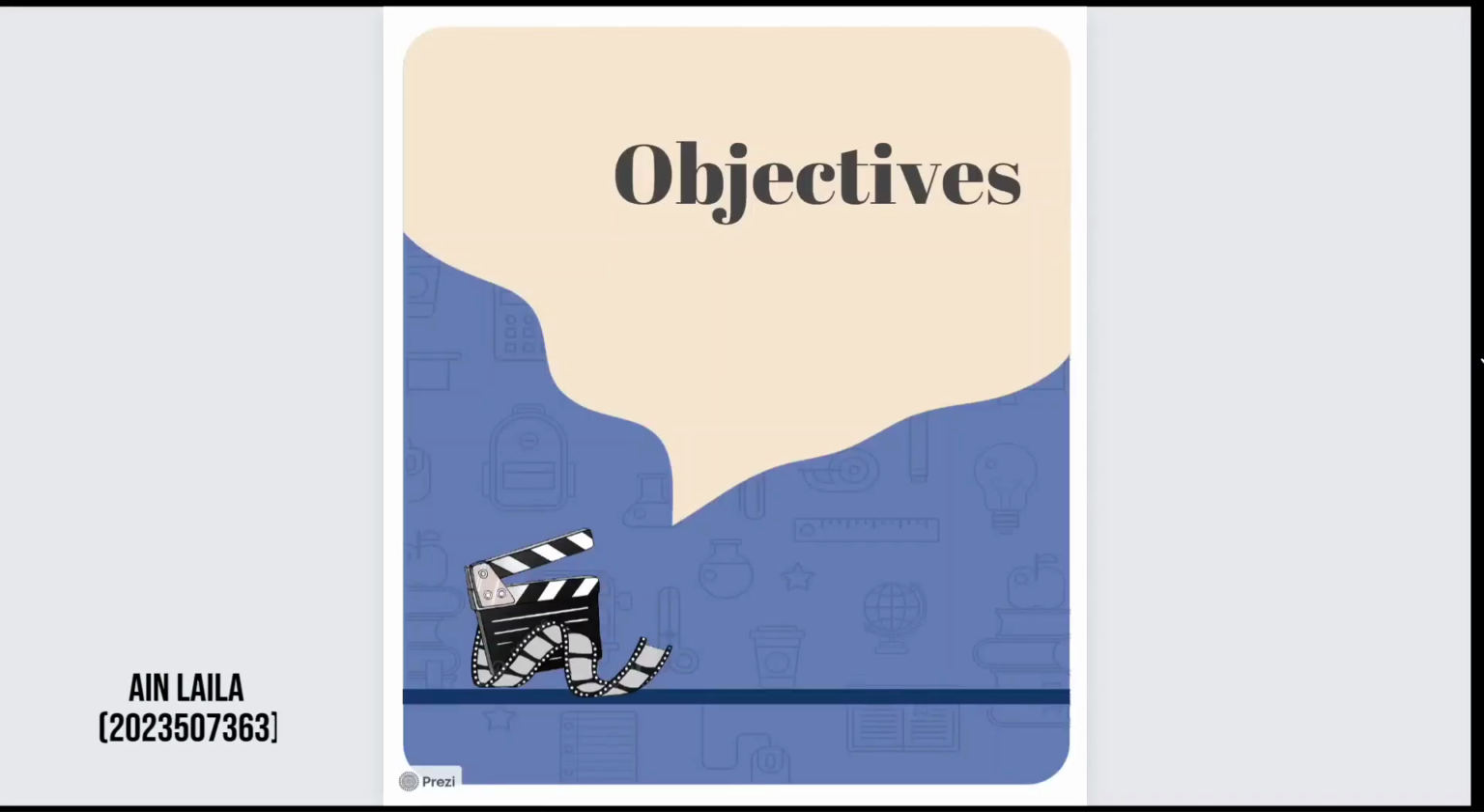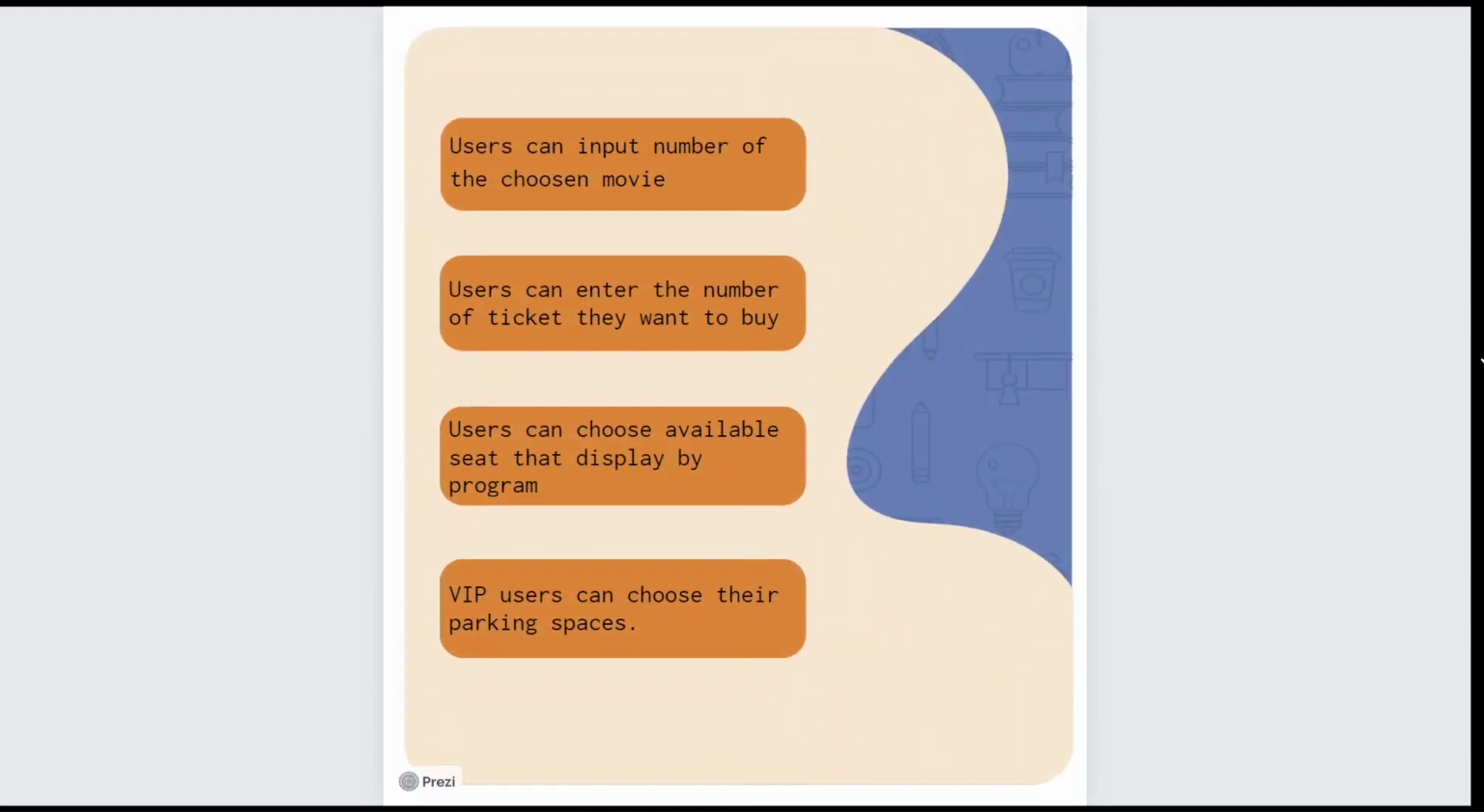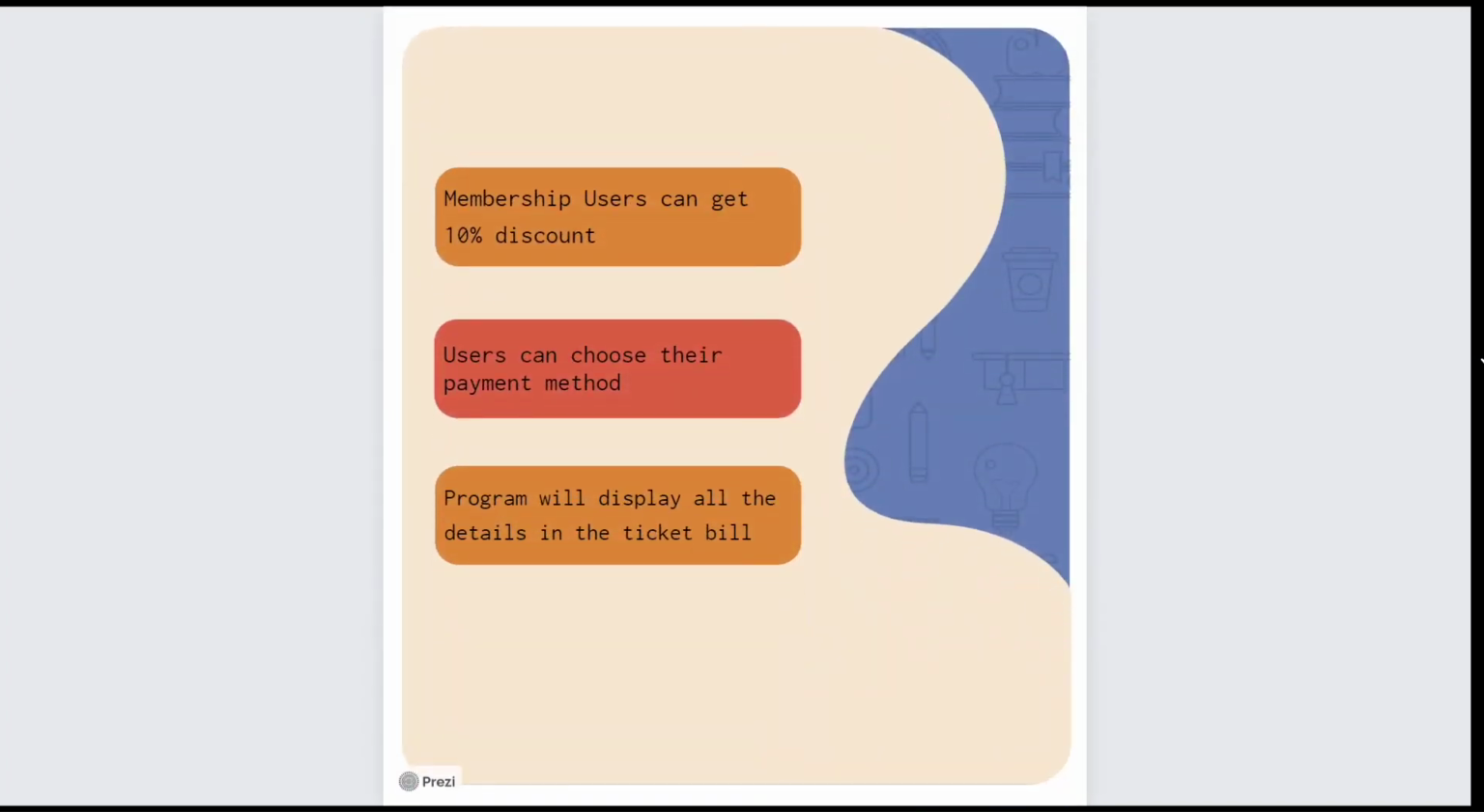In this part, I will explain the objective of this project. Firstly, the user can input the number of the chosen movie. Secondly, users can enter the number of tickets they want to buy. Next, users can choose an available seat displayed by the program. Next, VIP users can choose their parking spaces. Membership users can get a 10% discount.